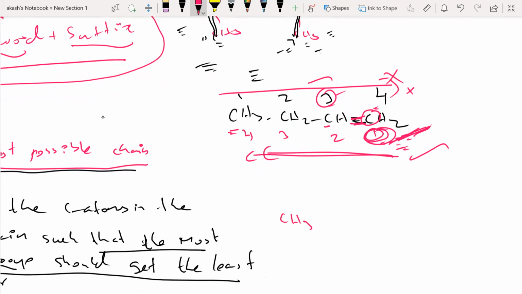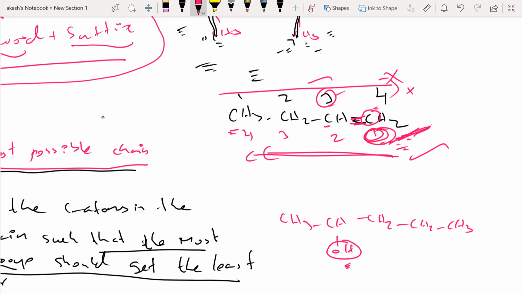Say we have CH3, CH2. Not CH2. Okay, fine. Let's give it as CH, OH, CH2, CH2, CH3. Something like this we have. Now in this case, the functional group present is OH, right? So you have to make sure that the carbon atom containing the OH should get the least possible number.